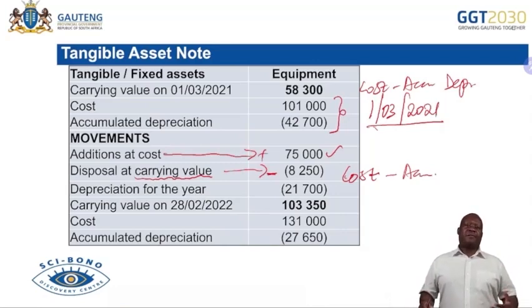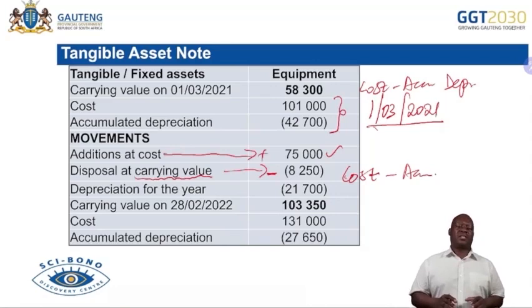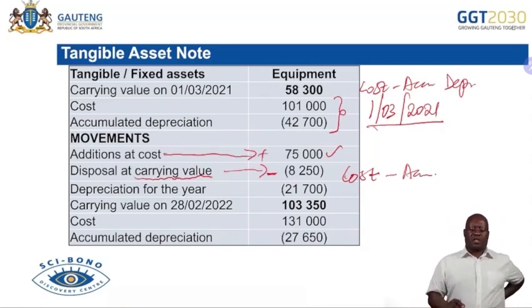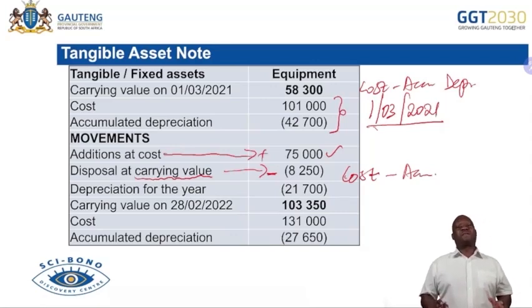The next item now, the last one, is depreciation. And remember, this is the total depreciation for all our equipment, starting from the old, getting to the disposed, as well as the new. Remember, the total depreciation, and according to the question, the total depreciation for the year was 21,700. These are the movements.